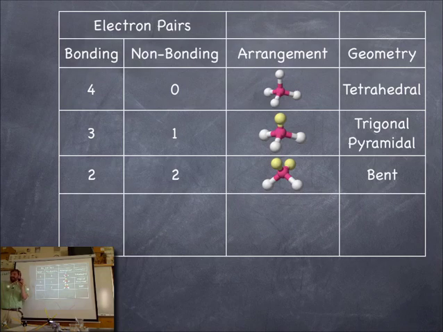Again, it changes a little bit depending on exactly what atoms you're talking about. For water, you're looking at about 104. So 2 lone pairs push these together even more. They take up more space, squish these guys down together a little bit.